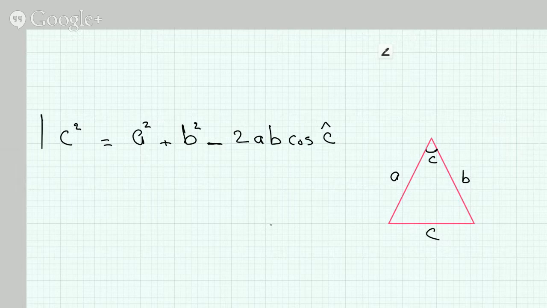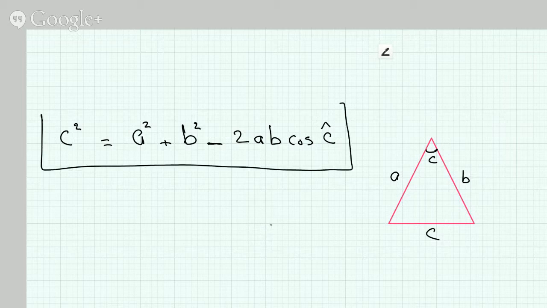And so as you can see, the theorem needs to be adjusted. Now, I will post other videos to discuss this once I start, like I said, explaining trig. But in the meantime, I just wanted to show you what happens in a non-right triangle.